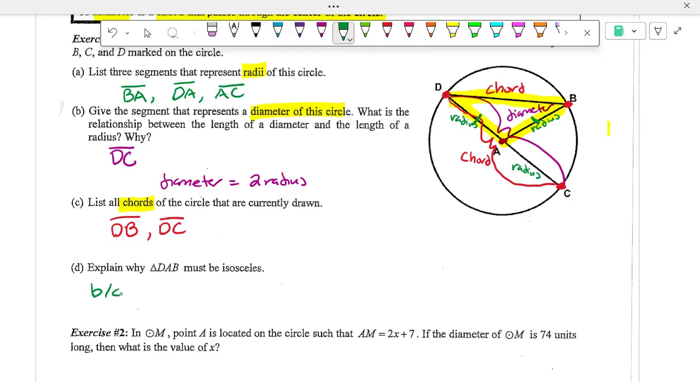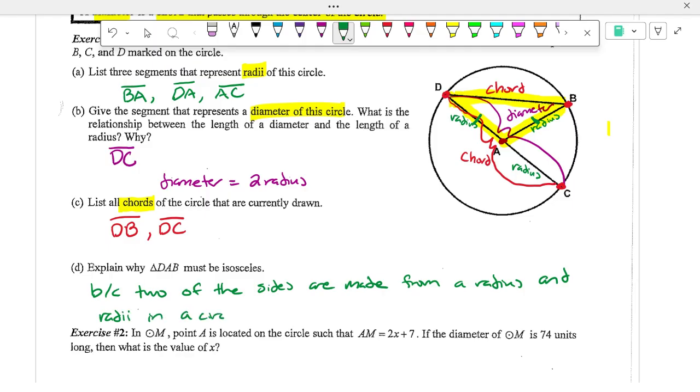So it's because two of the sides are made from a radius, and radii in a circle are always congruent. That's why. So no matter what radius I draw in this circle, it will always be congruent to any other radius in that circle.